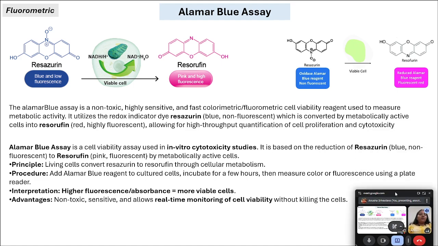Now we'll talk about the fluorometric based assays. So far, we have seen the dye exclusion principle based methods. Next, we saw the colorimetric based in vitro methods. Now, after colorimetric, the absorbance based methods, we'll be seeing the fluorometric based methods. In this, the most commonly used one is the Alamar Blue assay.